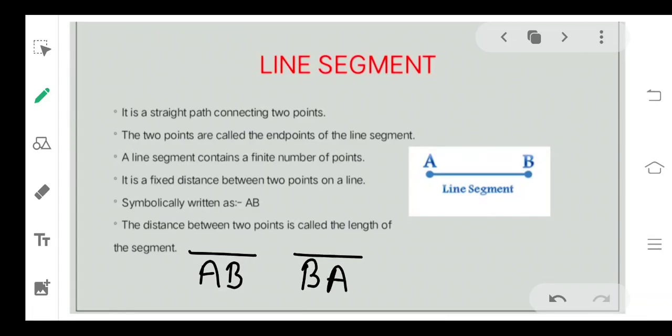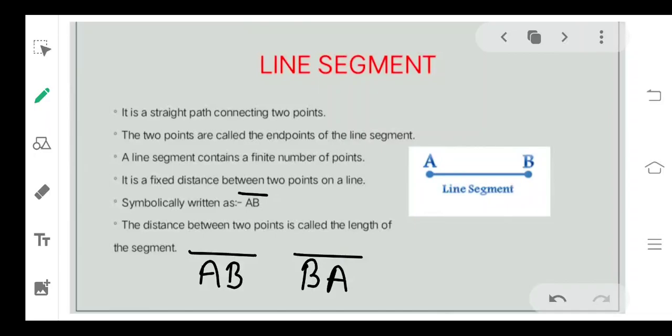Students, this line is known as a line segment. When you see this line, that is called a line segment and it has 2 endpoints. The distance between 2 points is called the length of the segment. Students, we can easily measure a line segment. We use a ruler.